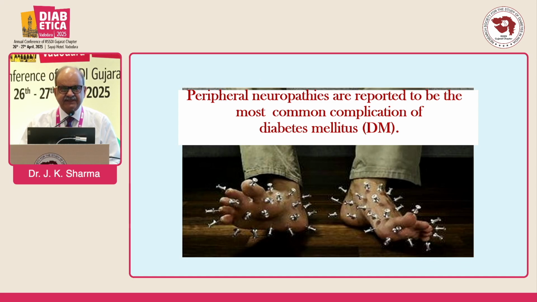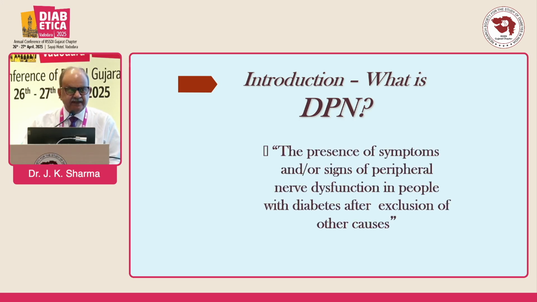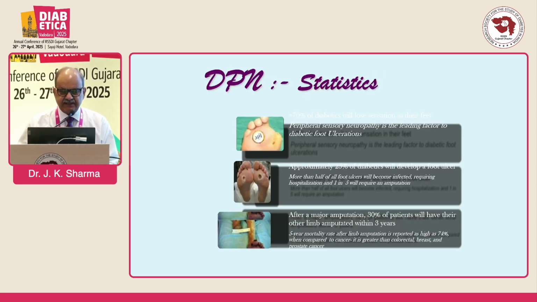And look at this picture. You cannot see this, but you can imagine. And the patient who really perceives this pain can only tell us what is happening to him. So, what is diabetic peripheral neuropathy? The presence of symptoms and or signs of peripheral nerve dysfunction in people with diabetes after exclusion of the other causes.